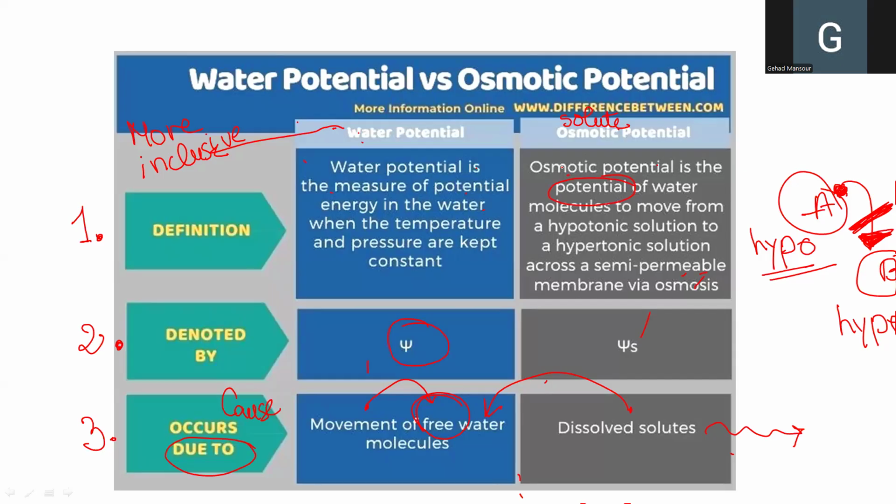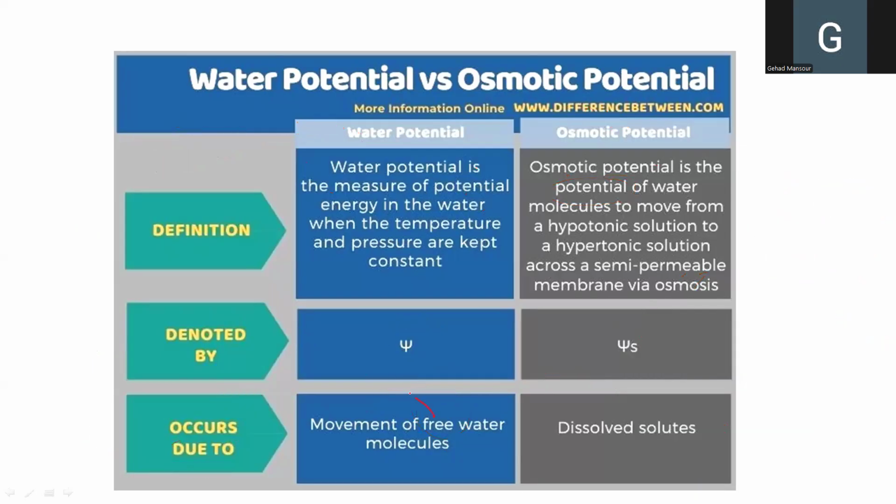So water potential is related to, or caused by, the movement of the free water molecules, and the movement of the free water molecules can be triggered by one of two things: either the dissolved solutes or pressure on the water in the container. And at last, we come to the definition of water potential.